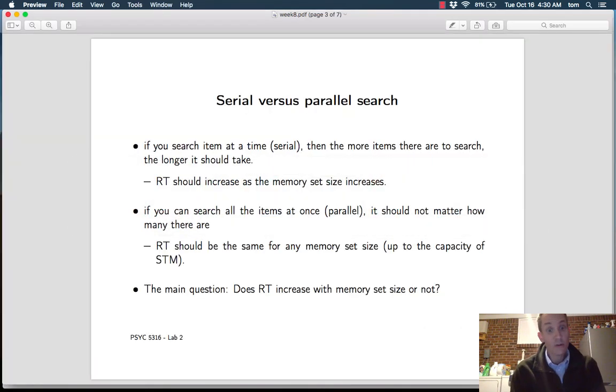On the other hand, if you can just look at all of the items at once, sort of in parallel, then it shouldn't matter how many there are. And in that case, the RTs will all be the same, regardless of the memory set size. So in that case, the signature would be a flat line. Our main question, though, is does RT increase with memory set size or not? If we answer that, we'll answer the question of serial versus parallel search.